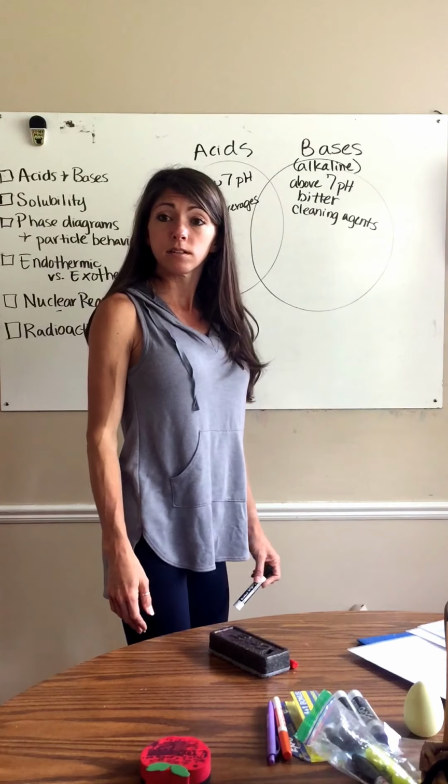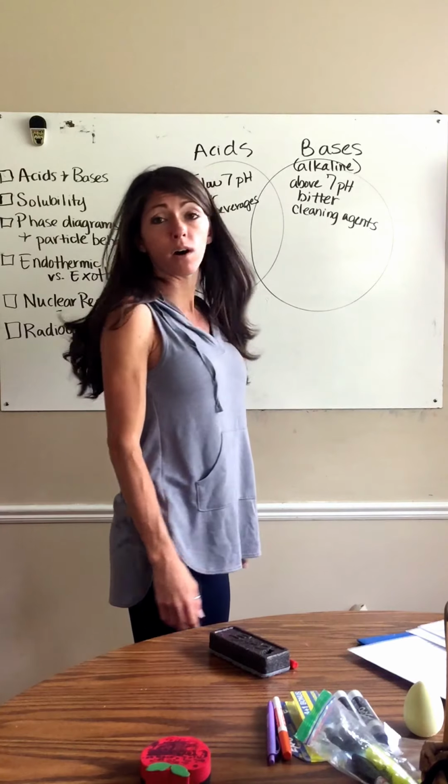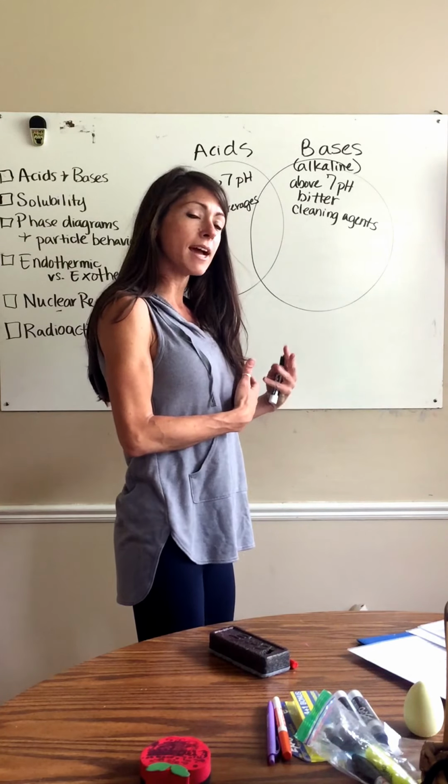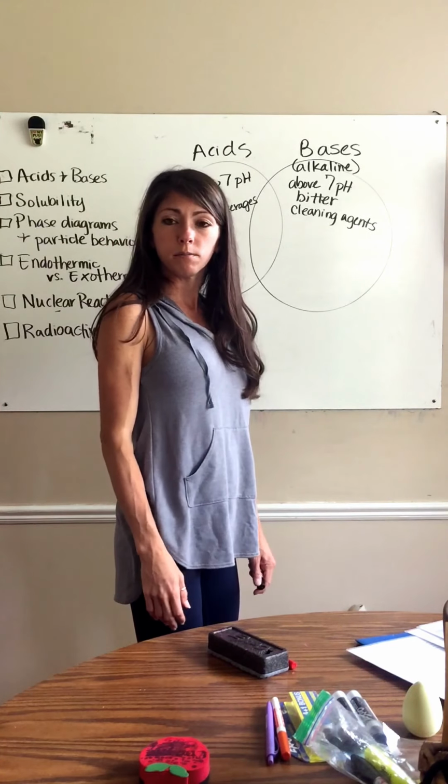Yes, Victor? What if it is 7? Well, if it's 7, then it's water. 7 has a neutral pH. So anything below 7 is an acid. Everything above 7 is a base. Water's like the perfect chemical.